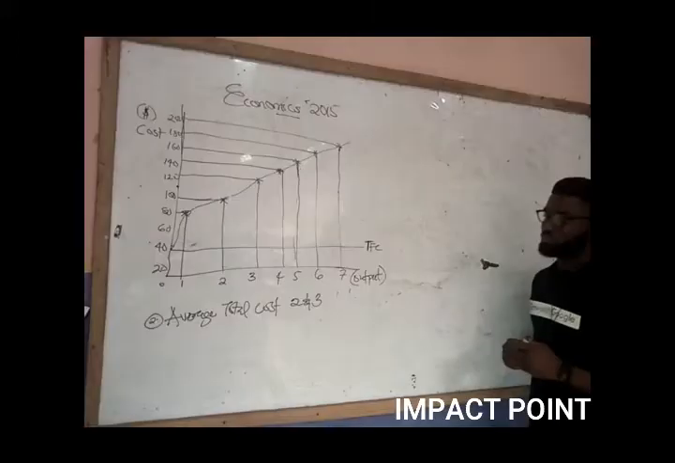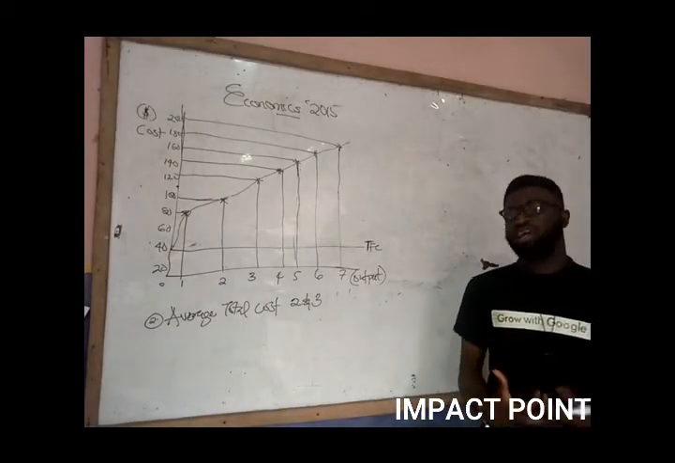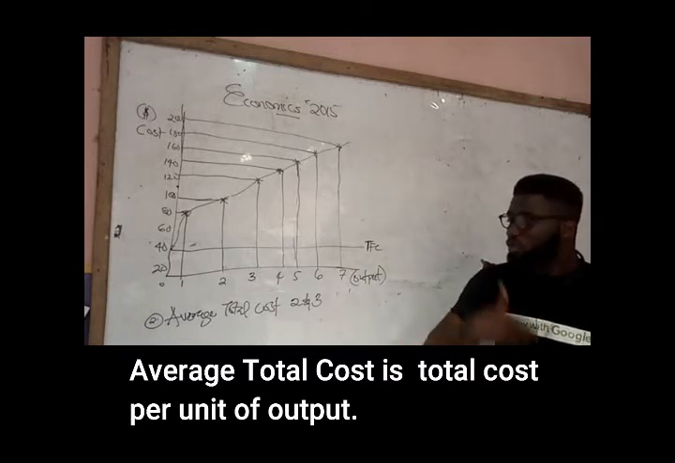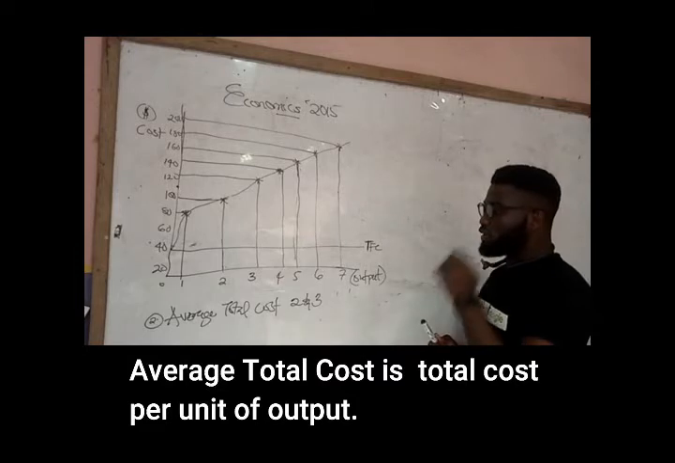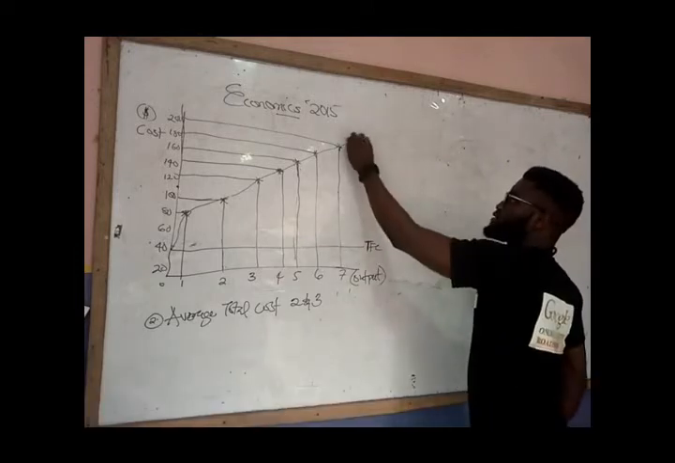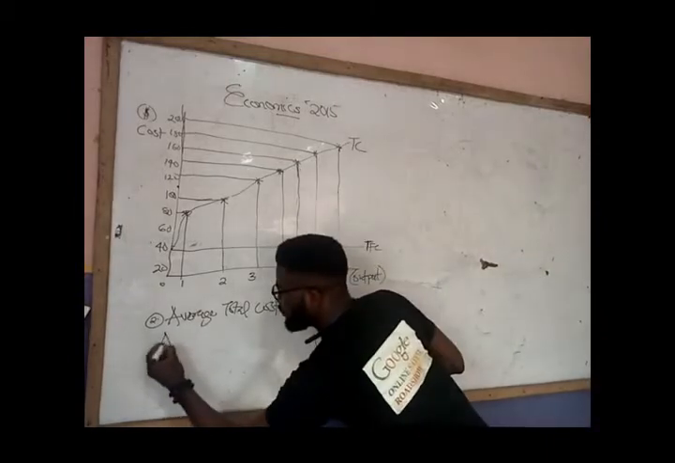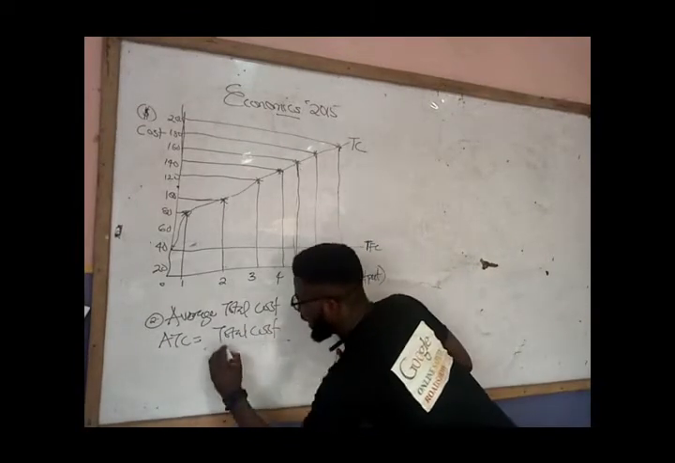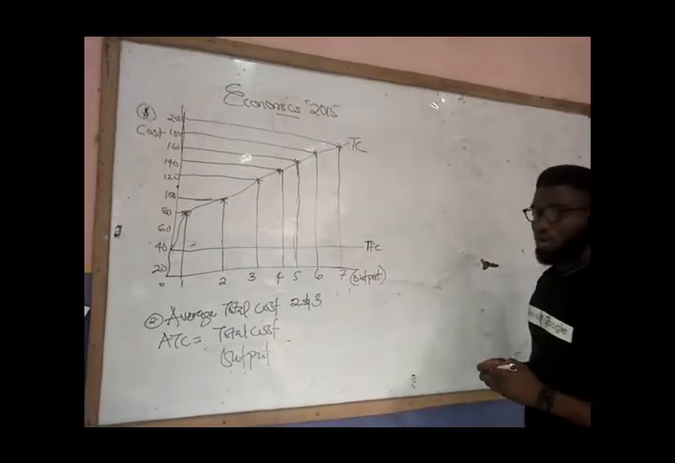So next, the next question asks us to calculate our average total cost, at output 2 and output 3. Now the question you should be asking is, what is average total cost? Average total cost simply means total cost per unit. ATC, for the abridged version of it, simply means total cost divided by output. Total cost divided by output.